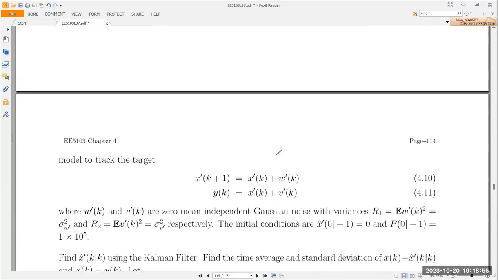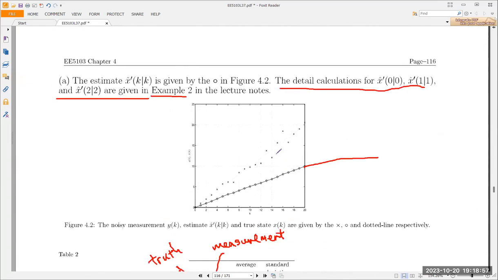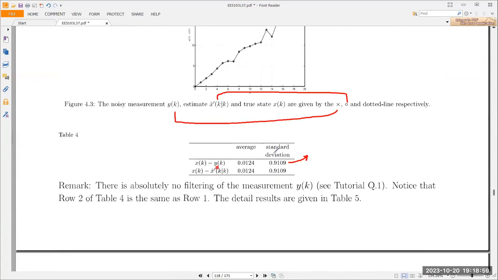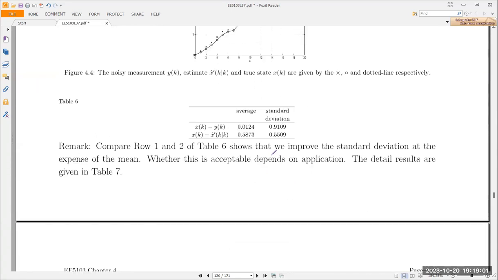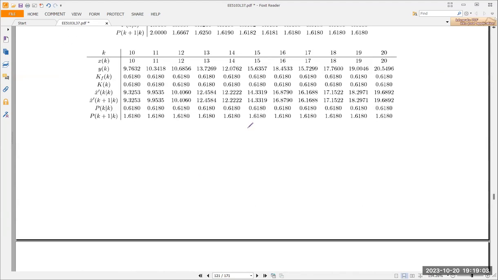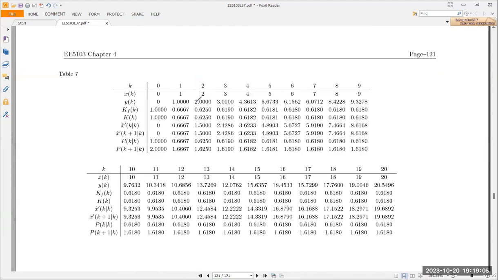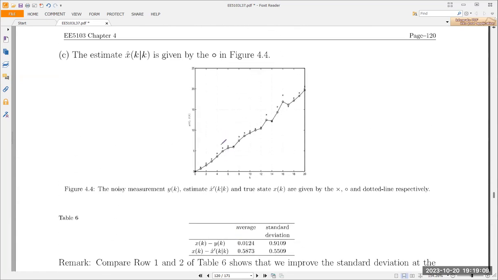So when you work out the maths for part C, the maths is not interesting because you just run the standard Kalman filter. If you want it, the numbers are here. You can double check for yourself. The graph is here. You see the crosses are the measurement. The circles are the estimate. The dotted line, which is a perfect 45-degree line, is the ground truth.